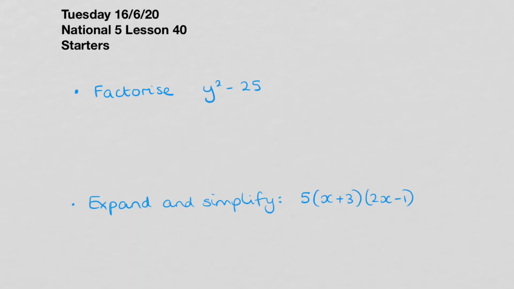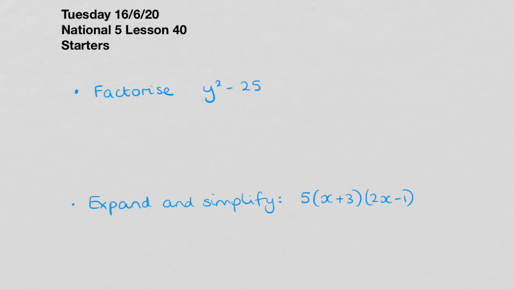So to start with, we've got a couple of algebra questions to cast our minds back to a few weeks ago. So first of all, factorising y squared minus 25. Remember the steps that you go through for factorising: first of all, you look to see if there are any common factors in your terms, and we don't have common factors there. So the next step is we think, is it a difference of two squares?